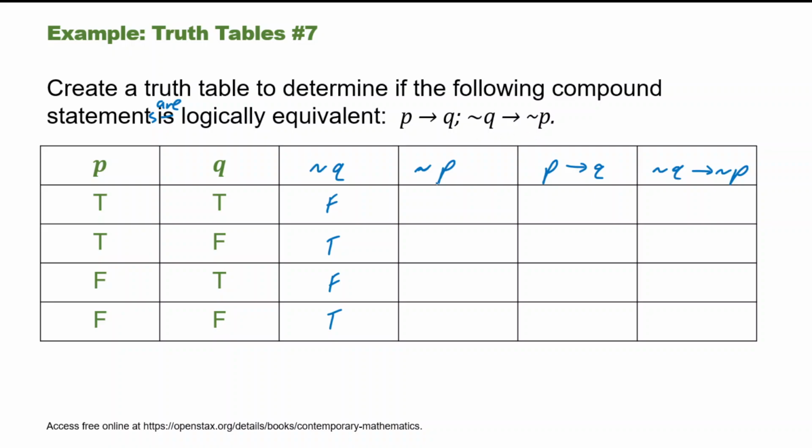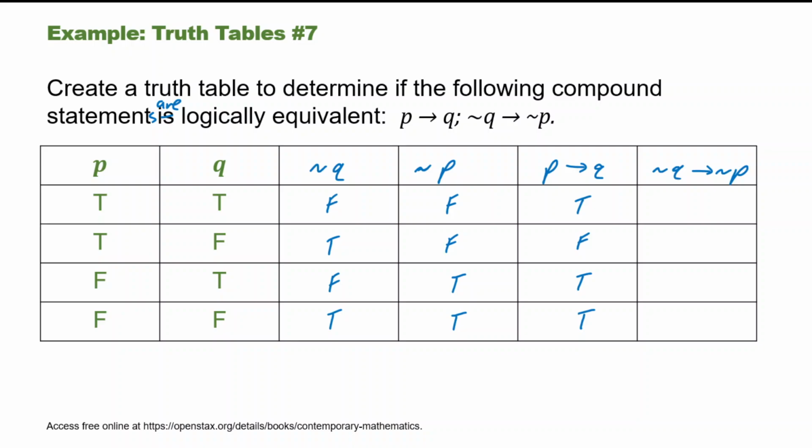Similarly, for the fourth column, not P, we'll look at the column labeled P and negate those values. So that means the fourth column is false, false, true, true. For our fifth column, we will look at P and Q, those two columns, and apply the rule of the conditional. So when the premise is true and the conclusion is false, then it will be false, otherwise it will be true. So if true, then true is true. True, then false, that would be false. False, then true is true. False, then false is true as well.